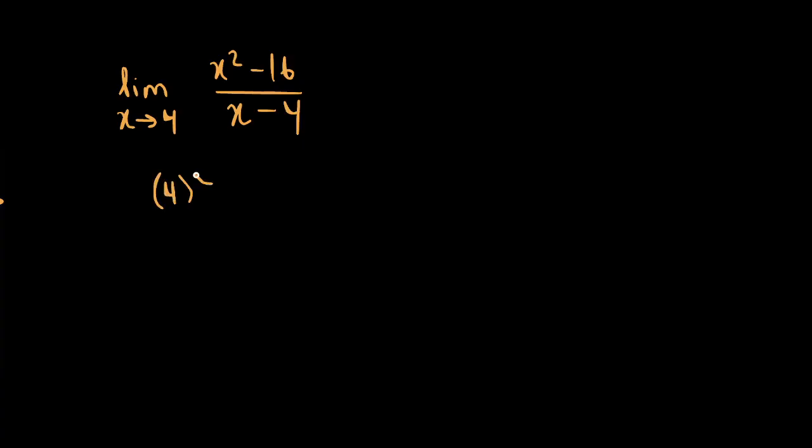All right. Let's look at the next one. What is the limit as x approaches 4 of x squared minus 16 divided by x minus 4? So with this problem, if we try to use direct substitution, we can see that we get 4 squared minus 16 divided by 4 minus 4. And this gives us that indeterminate form of 0 over 0.